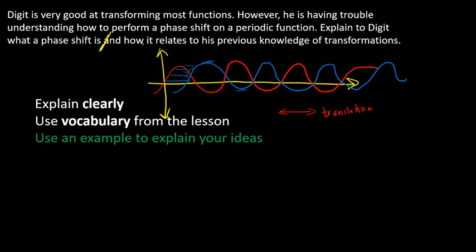This you can interpret, there's not one particular way to interpret that, and I know that's a little vague, but how I kind of compared it to translation, that might be one way you relate it to previous knowledge of transformations. As always, I'm just looking for a clear explanation, use of vocabulary from the lesson, and then I would say use an example to explain your ideas. That always helps, and make sure that you're not missing any piece of your explanation.